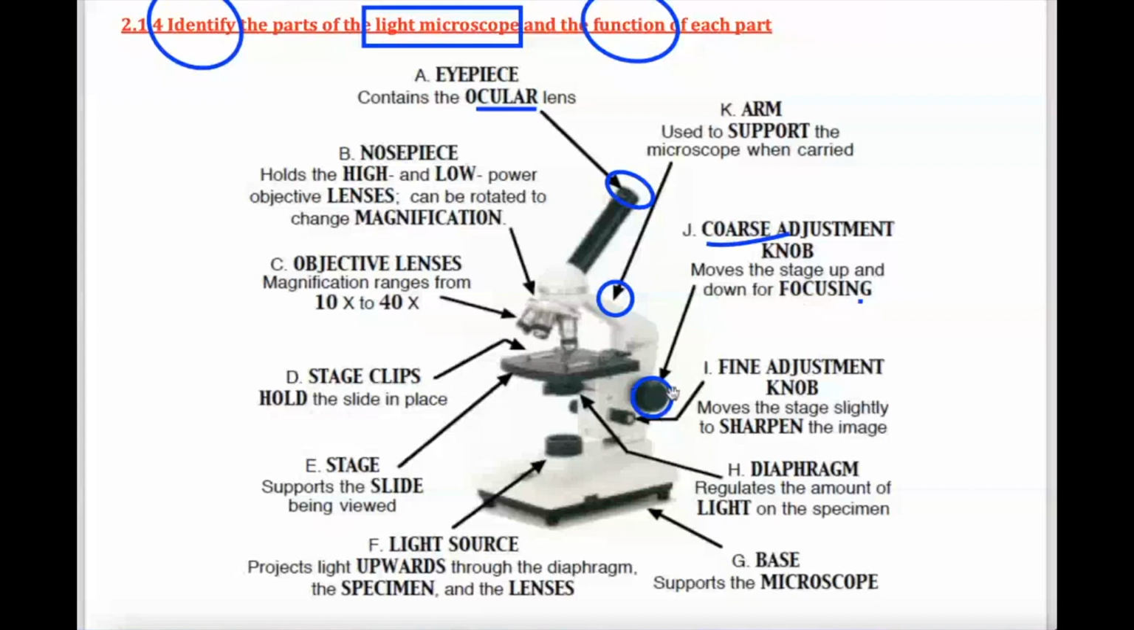So here is a big circle. This one is the coarse adjustment, and it is mainly for focusing the image and also moving the stage up and down. The small knob is the fine adjustment, and this is to sharpen the image, make it brighter and clearer. Then we have a small hole under the stage. This area is called the diaphragm, and it controls how much light will enter the slide, and it goes through the objective lens into your eyes. This area is for support, and it supports the whole microscope. This is called the base.